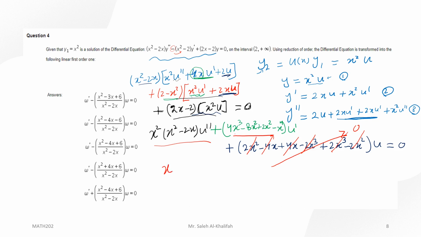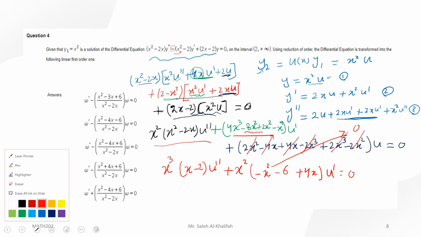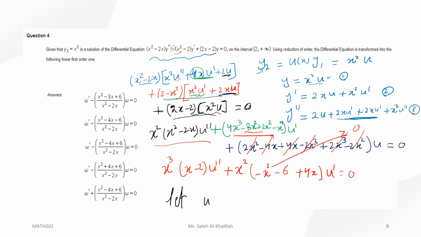We can say it is nothing but x cubed في x minus 2 في u double prime plus what? راح تكون هذه كم؟ minus 6x square. ف take x square as a common factor. x squared راح يكون ايش؟ minus x squared، بعدين minus كم؟ 6، بعدين plus 4x u prime equals 0. Now we say what, that w equals u prime. This implies that w prime equals what? U double prime.